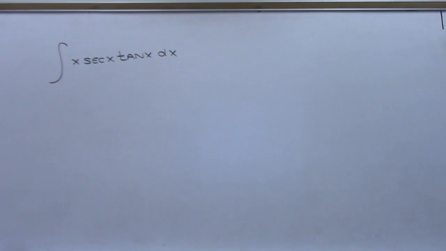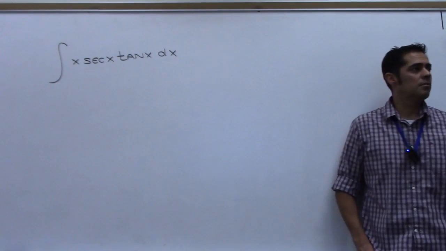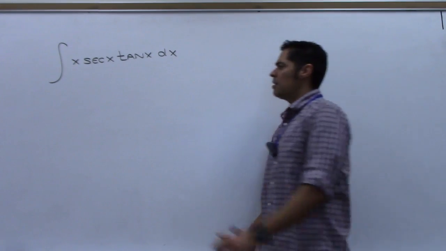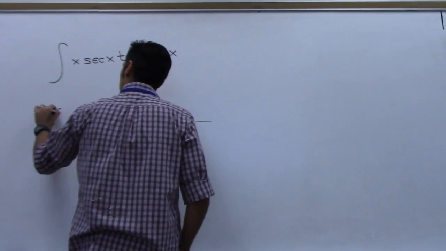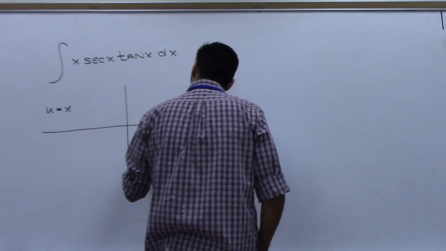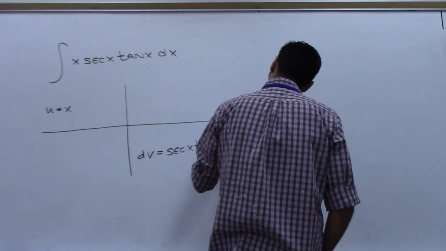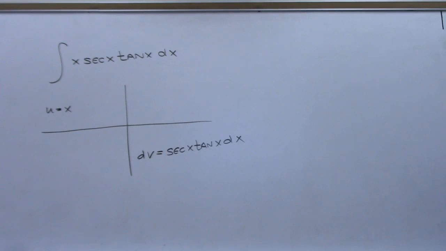This is an integration by parts? Or no? What would you choose for your u if you're going to do integration by parts here? What would you choose for u? X, because it gets better when you differentiate it. But that means that you're going to need to be able to integrate everything else. So let me see. If I let u be x and dv be secant x tangent x dx, then it's going to be pretty clean.